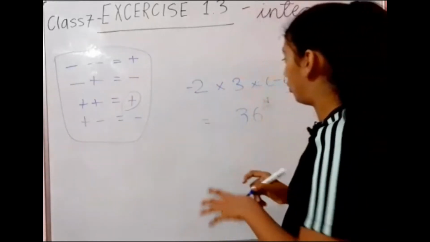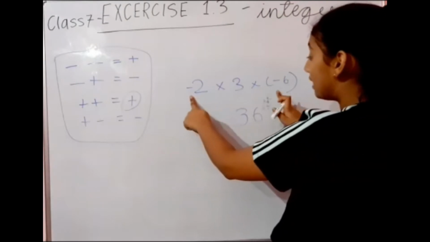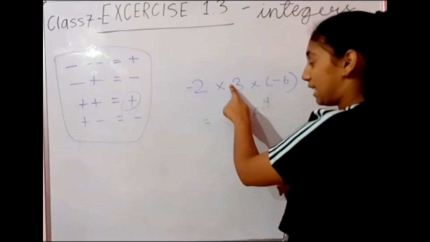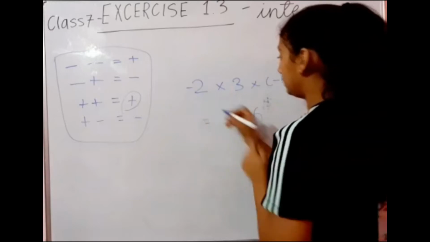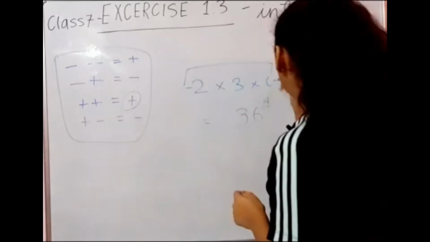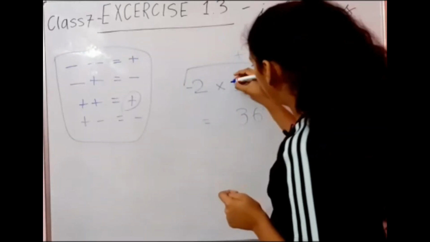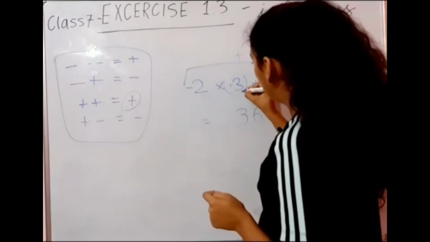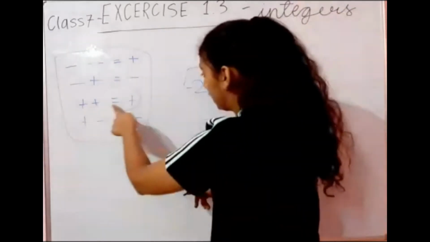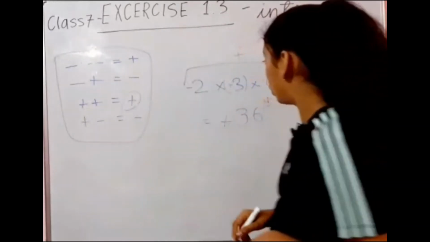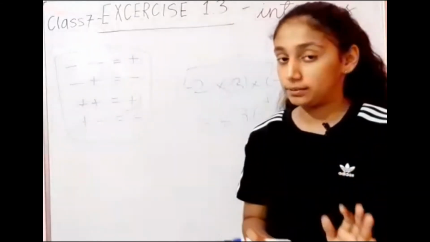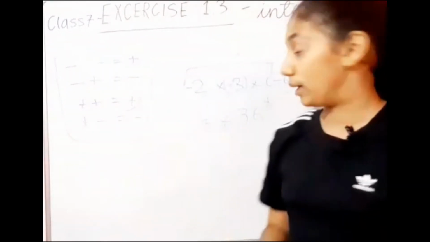Now minus minus becomes plus, and this is a positive. So minus minus became plus, and this is a positive one. So plus and plus is equal to plus. So our answer will be plus 36. So let's do one more example.